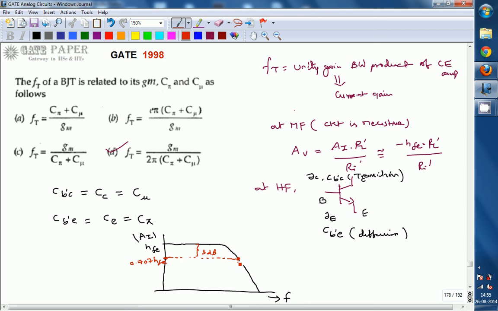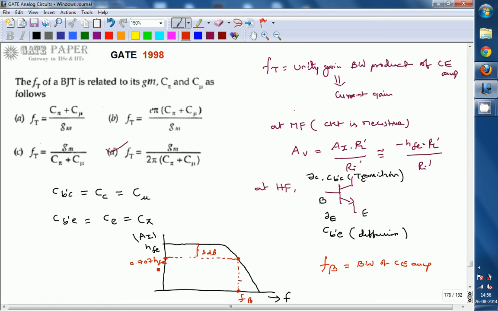That's why this frequency is indicated as the 3 dB cutoff frequency, and it is on the higher frequency side, so it is the upper cutoff frequency, and specially it is indicated as F beta. F beta is nothing but the cutoff frequency at which current gain will become 1 by root 2 times its maximum value. So this F beta is also treated as the bandwidth of the CE amplifier.